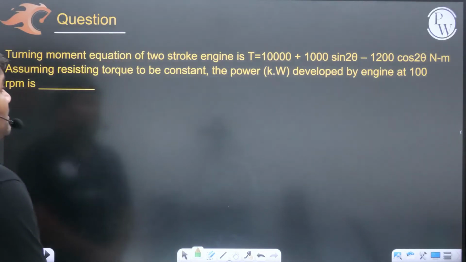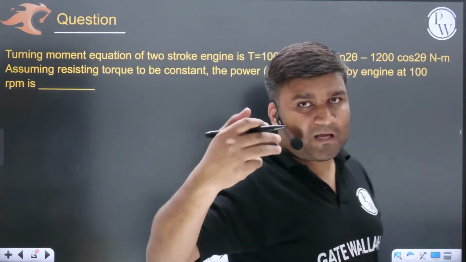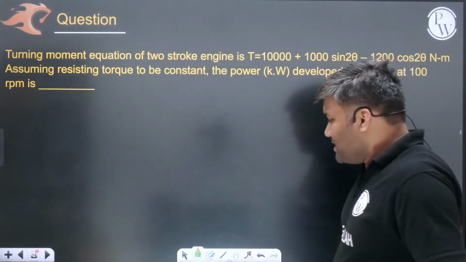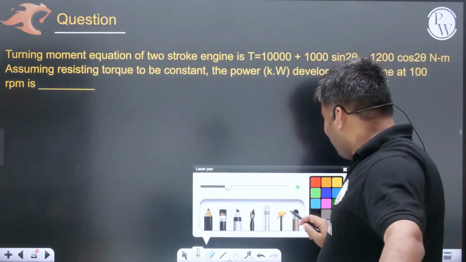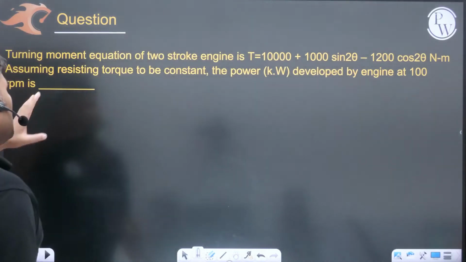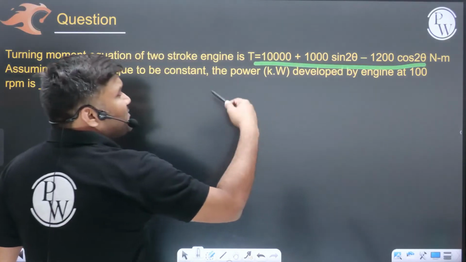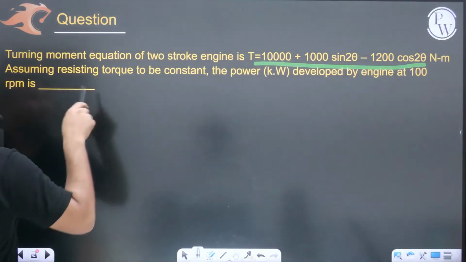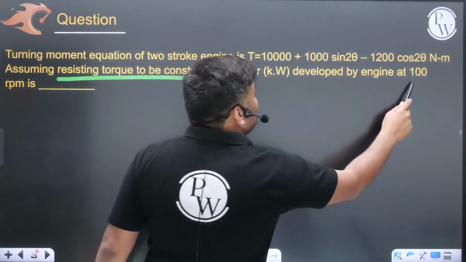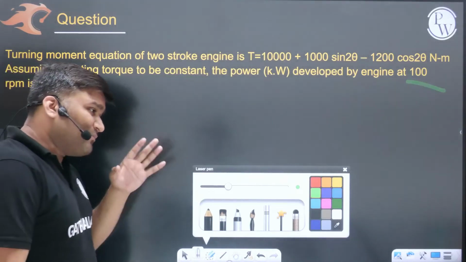Question में what they have given. Acha, do one thing. All those people who are watching this session, just pause this video and try to solve this question by yourself. I will give you the answer, but I want no cheating. Pause this video and try to solve this question by your own. Turning moment equation of two-stroke engine is given. This 10,000 plus something sin theta plus something cos theta Newton meter. Assuming resisting torque to be constant, power developed by engine at 100 RPM is how much? बताइए बेटा. Pause this video and you have to solve this question.